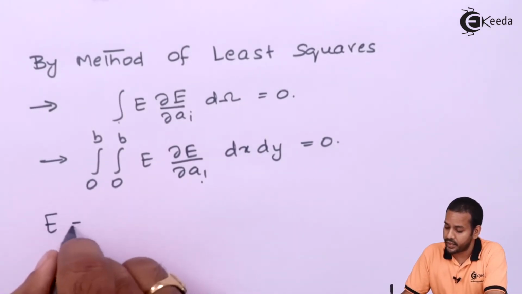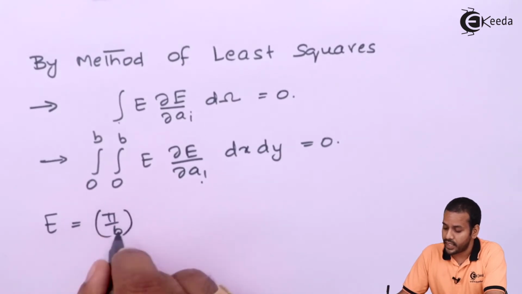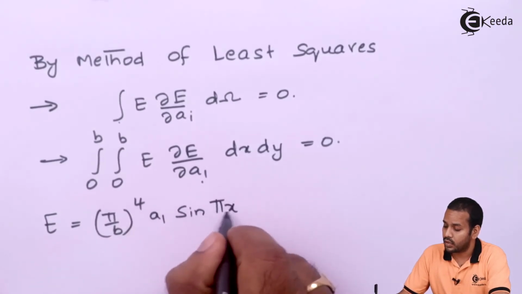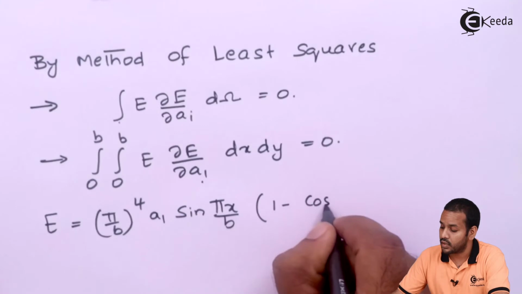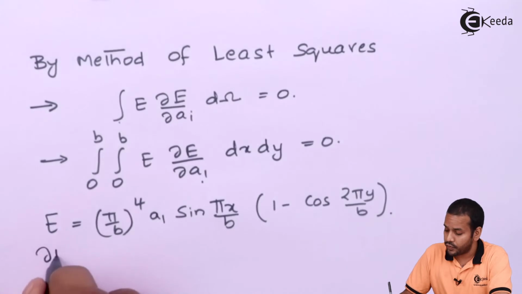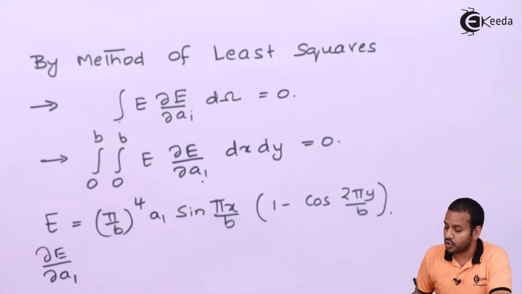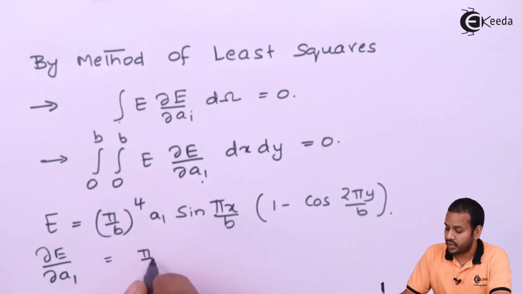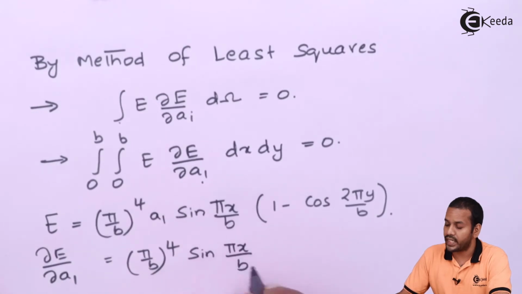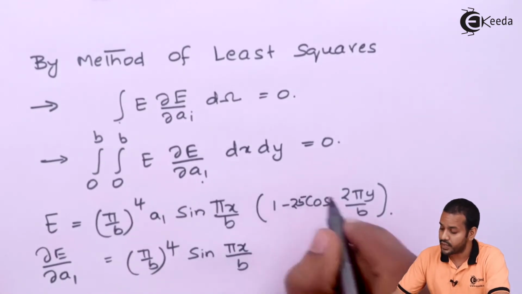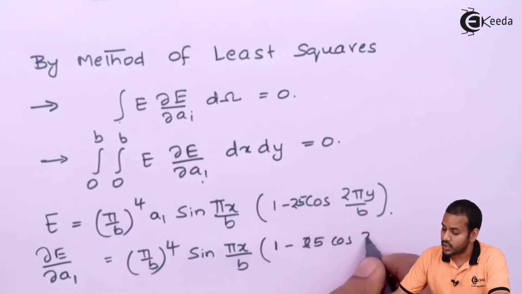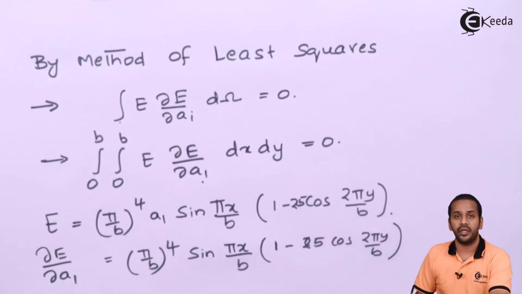Okay, so I am rewriting the error term. Our error term capital E is nothing but (pi by b) whole power 4 a1 sin(pi x by b) into (1 minus 25 cos(2 pi y by b)). If you differentiate this with respect to the constant a1, this is nothing but (pi by b) whole power 4 sin(pi x by b) into (1 minus 25 cos(2 pi y by b)).